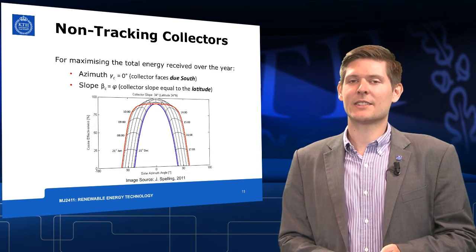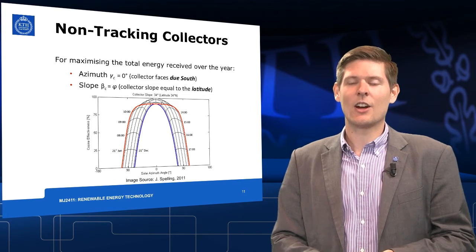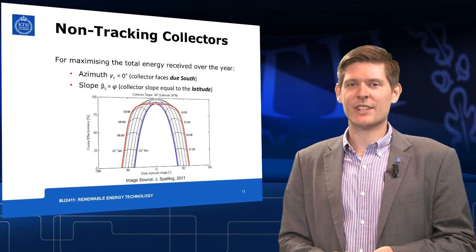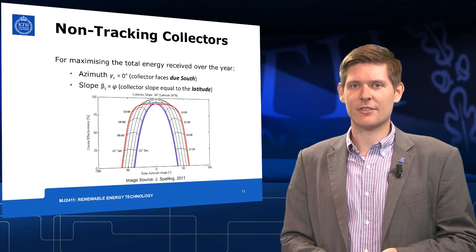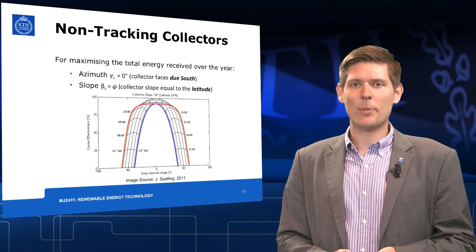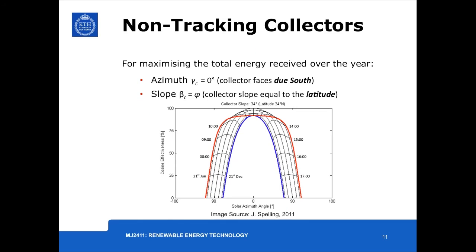For maximizing the total energy gain of the collecting surface, on the northern hemisphere, we position the solar collector due south, so an azimuth angle of 0 degrees and a slope angle which equals the latitude. This yields the highest energy output over an entire year.